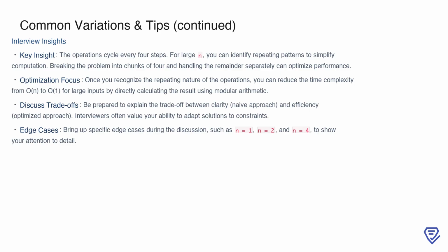When discussing your solution with an interviewer, it's important to highlight the trade-offs between a straightforward, naive approach and an optimized solution. While the naive solution might be easier to understand, it's less efficient, especially for larger inputs. Demonstrating your ability to adapt to constraints and find efficient solutions is a valuable skill. Finally, don't forget to address edge cases explicitly. Mentioning scenarios like n equals 1, n equals 2, or n equals 4 shows that you've carefully considered all possible inputs and understand the problem thoroughly.